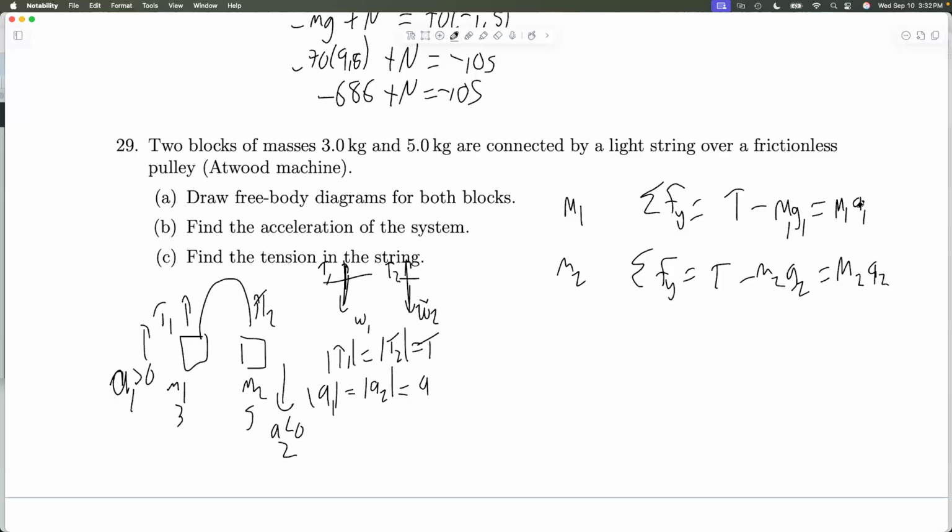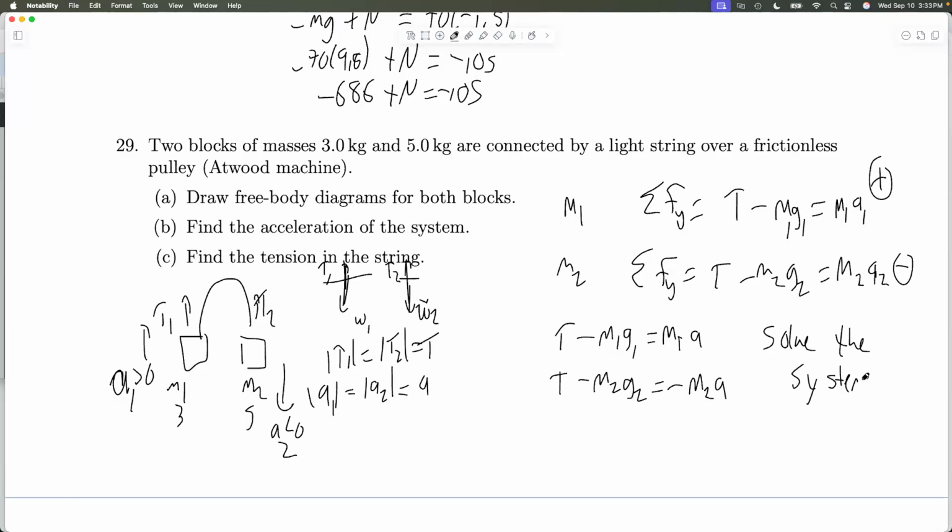m2 a2, but we know this guy has a positive acceleration and he has a negative acceleration. So that'll be positive A, that'll be negative A. From the first equation, we get T minus m1 g1 equals m1 A. And from the second equation, T minus m2 g2 equals negative m2 A, because he's got a negative acceleration, he's got a positive acceleration, but they have the same magnitude. And then we just solve for T, solve for A. We solve the system.